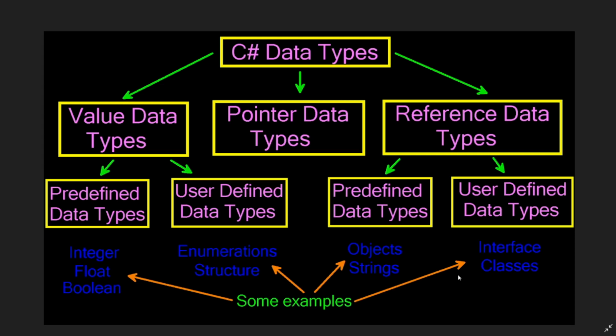We will focus on the value data types and the predefined data types, and also the string type, which is a reference data type. The difference between the value and the reference types is the way of storing data. There are stack and heap memory in C#, and the value data type is a data type that stores its content inside the stack, while the reference type stores it in the heap.